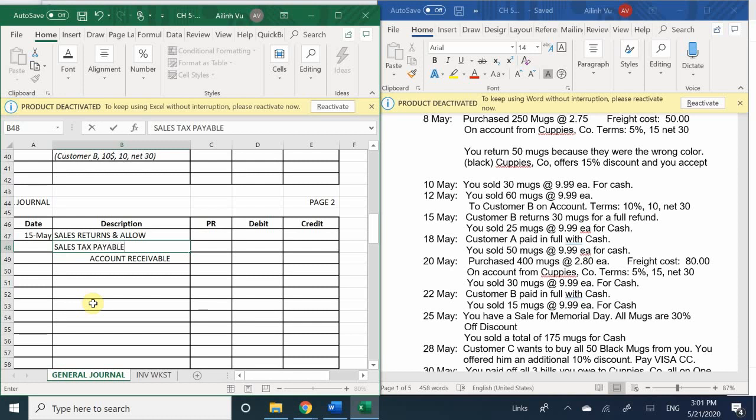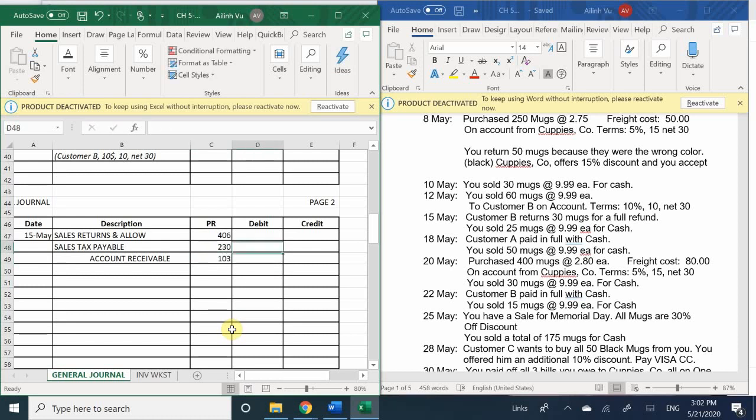All right, so let's look at our chart of accounts. What is sales returns and allowances? What number is that? That's 406. Good. What is our sales tax payable? 230. And what is our accounts receivable? 103. Yes, that's correct.